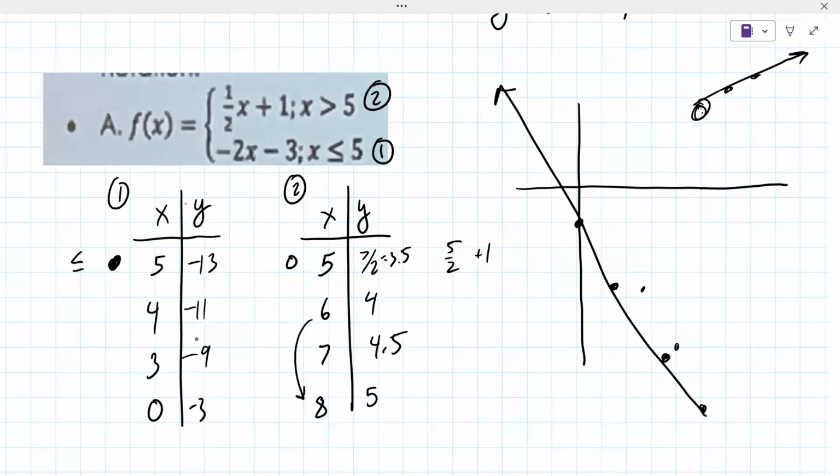Because, well, domain is actually not that bad. Domain comes from the actual piecewise notation. The range, though, comes from actually looking at the graph. So that's why the graph is so important.